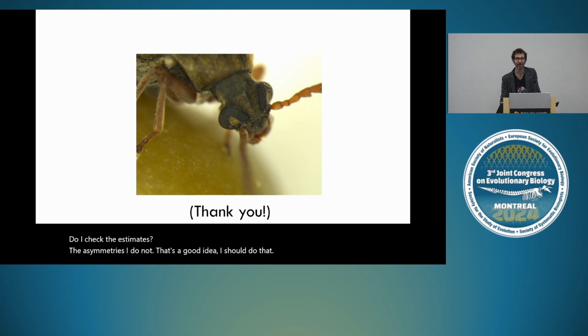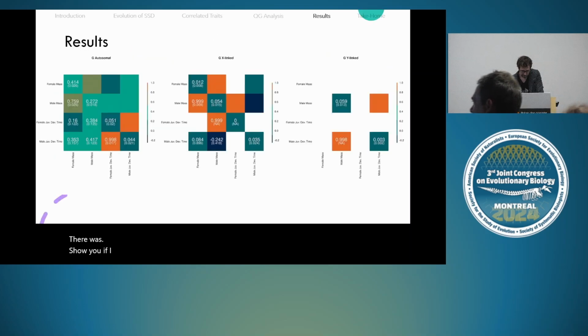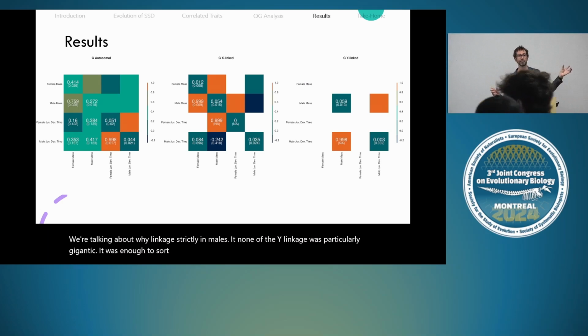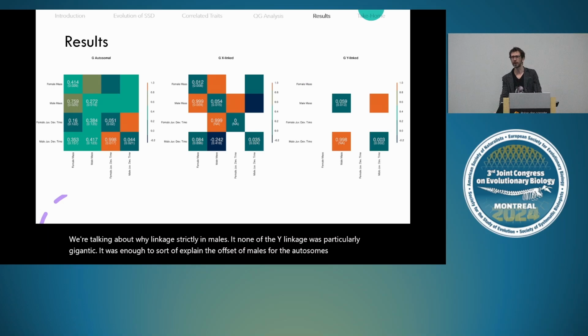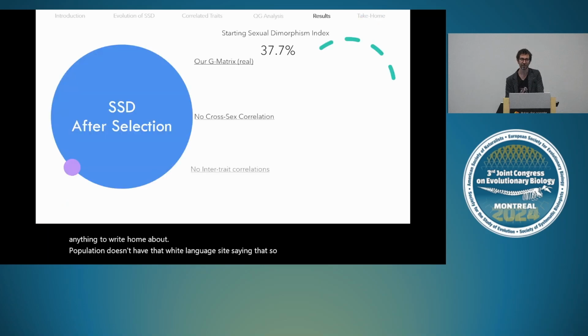Was there much Y-linked variance in size and development time? There was, I can show you if I back it up here. So a little bit. We're talking about Y linkage strictly in males. None of the Y linkage was particularly gigantic. It was enough to sort of explain the offset of males for the autosomes, but it wasn't anything to write home about. Does that imply your population doesn't have that Y-linked size thing that Alina Emmerman's group have discovered? Yeah, I don't know.